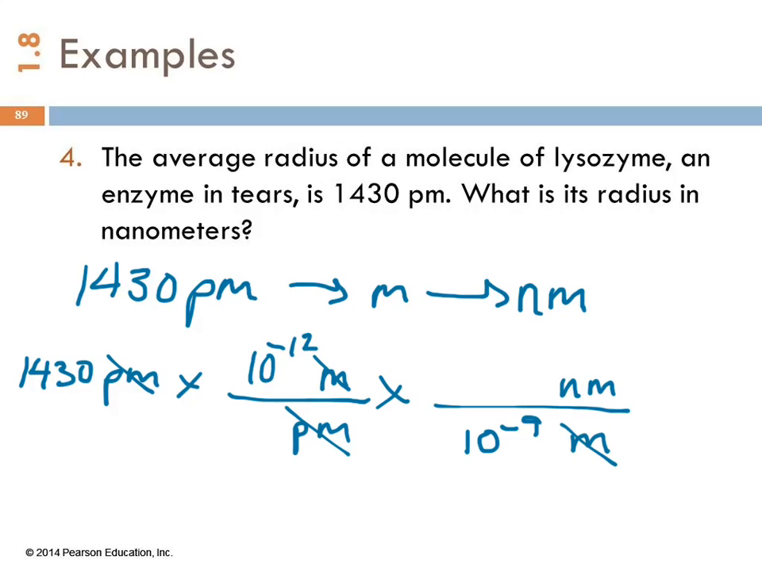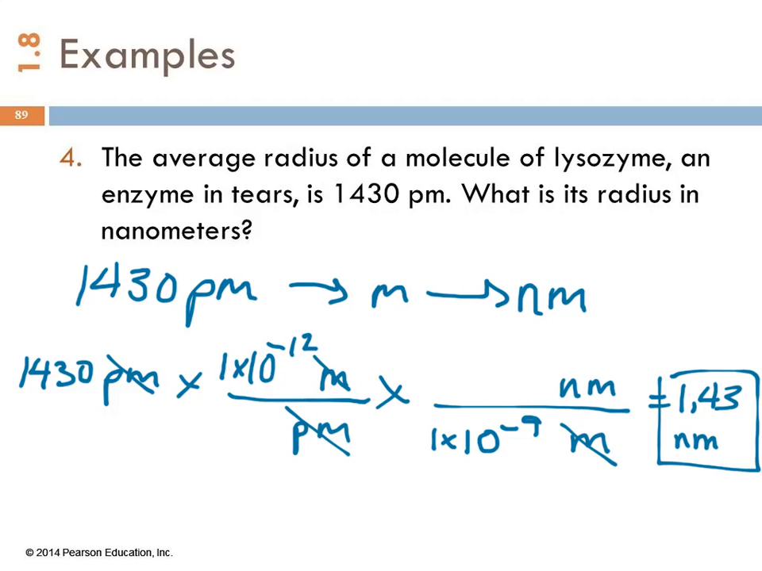Now, on your calculator, how do you put in 10 to the minus 12? Pretend it's in scientific notation. 1 times 10 to the minus 12 is the same as 10 to the minus 12. So 1430 times 1 EE minus 12 divided by 1 EE minus 9 equals 1.43 nanometers. This number had 3 sig figs. That number has 3 sig figs.